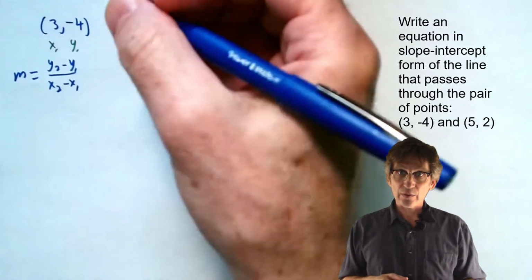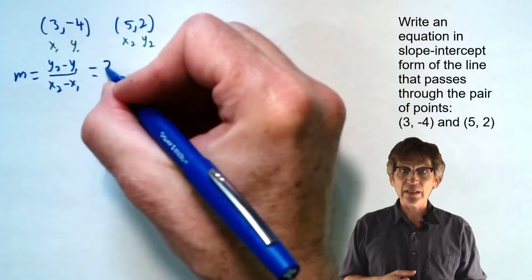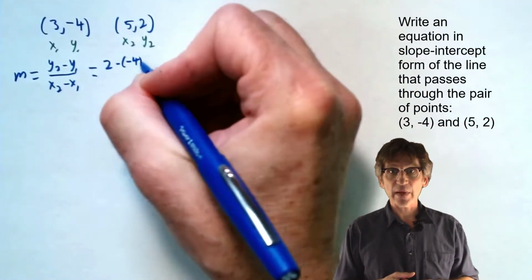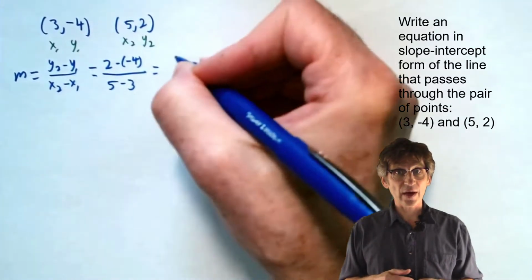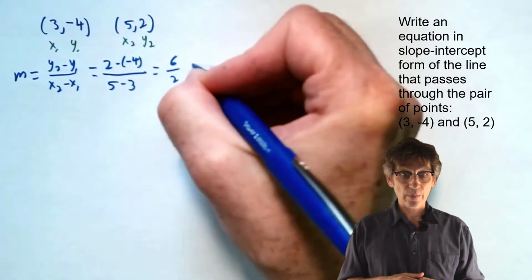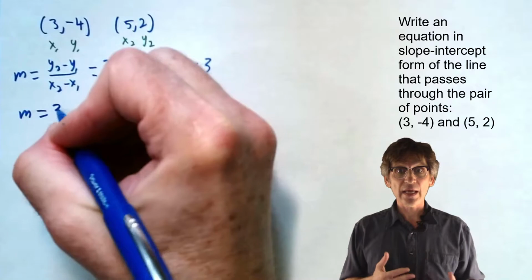Pull the values out of the ordered pairs, y2 and y1: 2 minus -4 over 5 minus 3. Do the arithmetic, simplify the fraction, and that gives us the slope. 6 over 2 simplifies to 3, and we have a slope m equals 3.